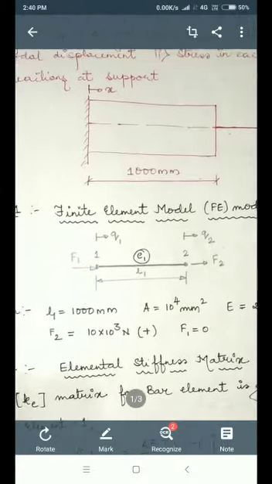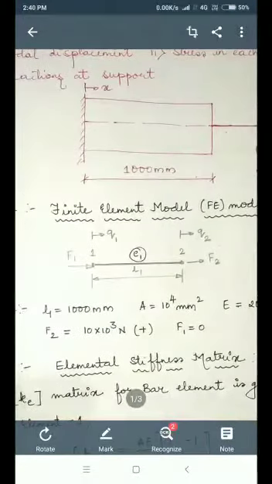finite element model. Here we have to draw an FEA model diagram, that is a line diagram of the bar element. Here we have to represent all the parameters like displacements, force, node numbers, length of the element, like this. At extreme left side we will consider node number 1, extreme right side we consider node number 2.